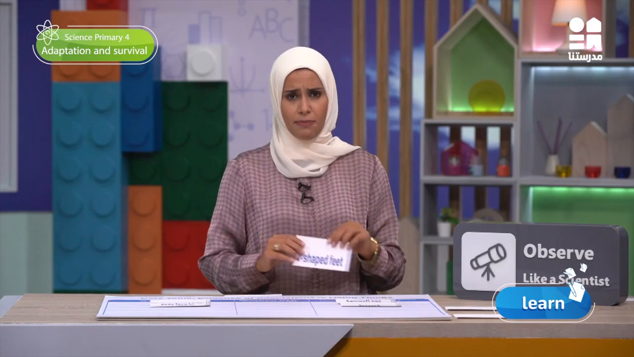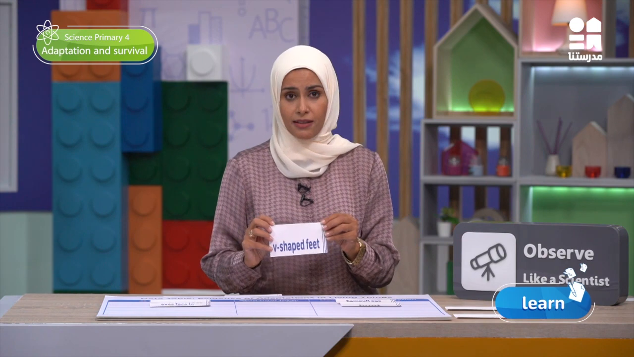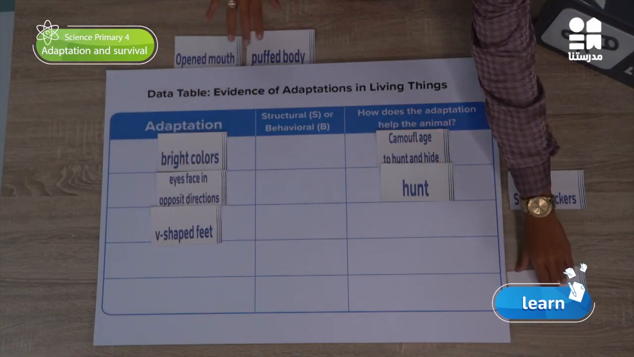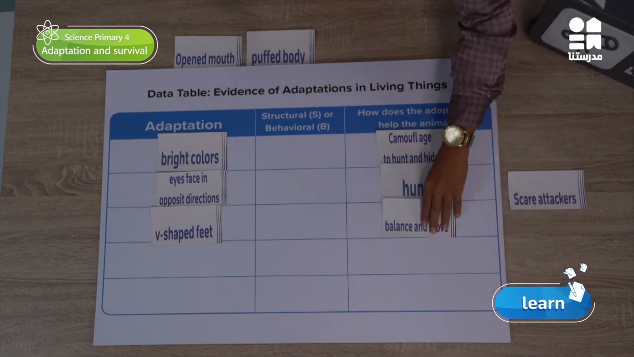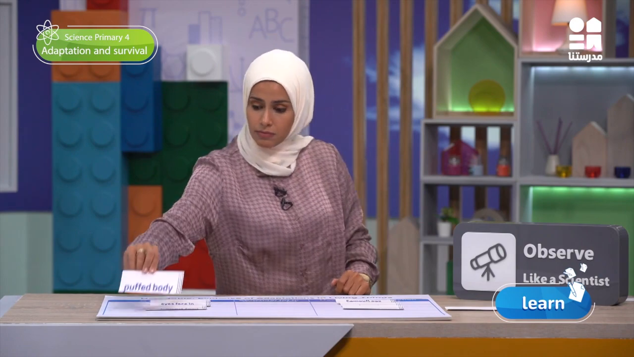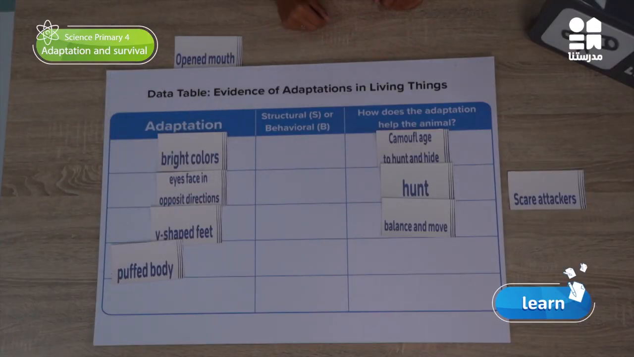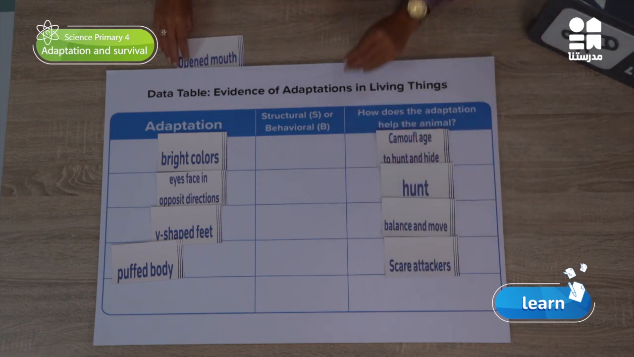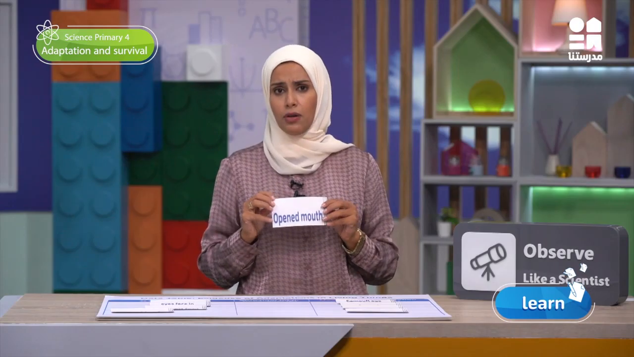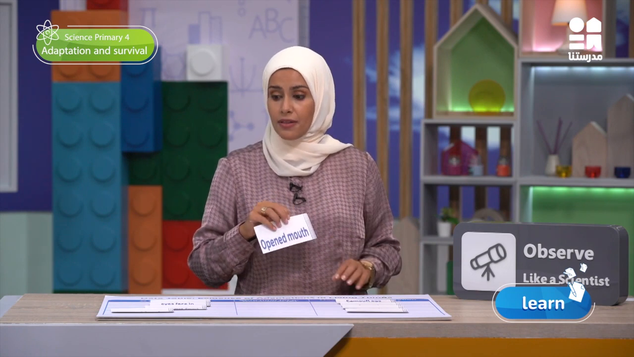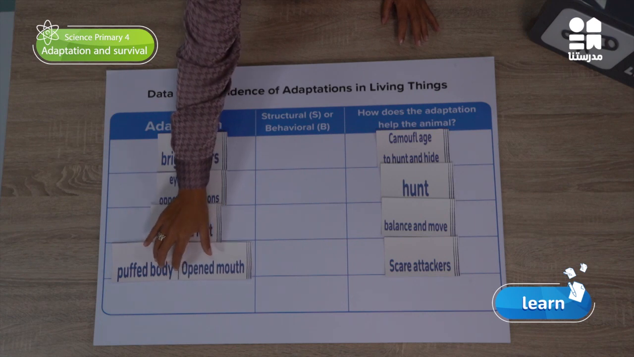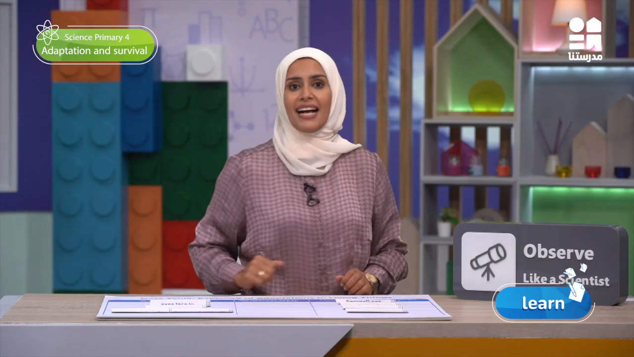What about the V-shaped feet? V-shaped feet help it to balance and move like us. What about the puffed body? Puffed body helps it to scare attackers. We still have one card, open mouth. Open mouth goes with puffed body because the chameleon does it as a behavior when it's attacked, to scare attackers.